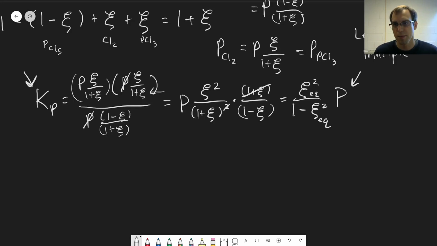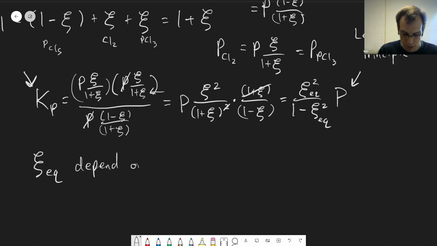Okay, so we got to this point in our analysis of this reaction, and one thing maybe we'd like to look at is how does the extent of reaction at equilibrium depend on pressure? Because Kp doesn't change, but Xi does, right? The extent of the reaction does change to keep Kp constant.